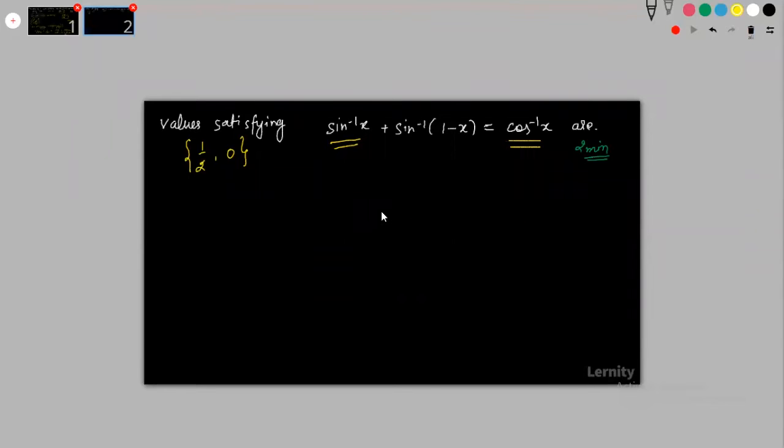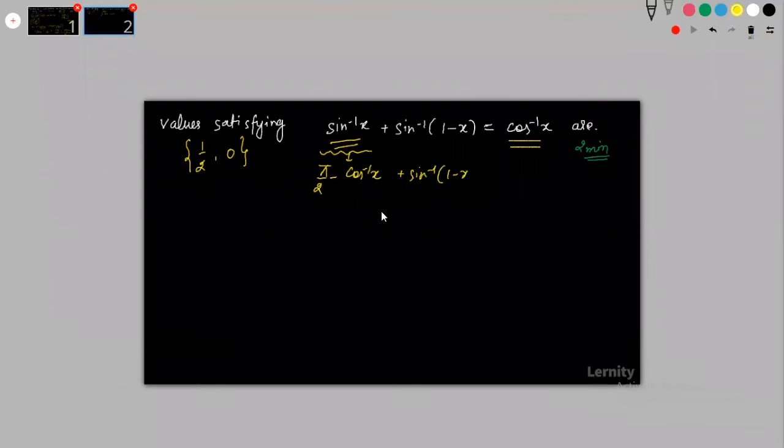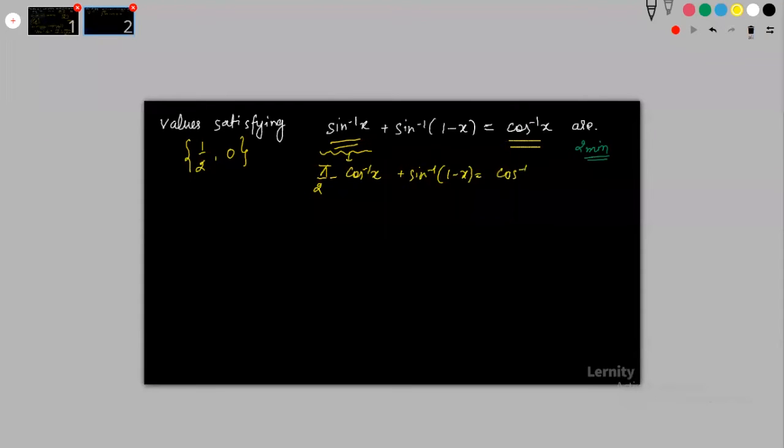If I try to convert this into two terms, what will I get? So this is sine inverse of x. If I convert sine inverse into cos inverse or cos inverse into sine inverse, anyone will do. Let's suppose I convert sine inverse into cos inverse, so this will be pi by 2 minus cos inverse of x, plus sine inverse of 1 minus x is equal to cos inverse of x, right? Why have I done this? Because now here it is pi by 2 plus something, and cos inverse x I can take on the other side. So this will become pi by 2 plus sine inverse of 1 minus x is equal to 2 cos inverse of x.